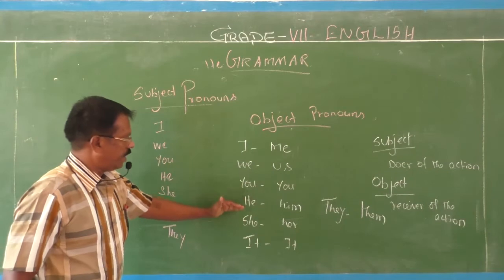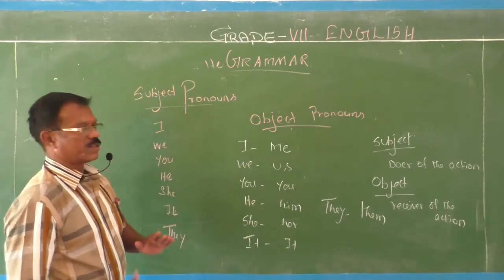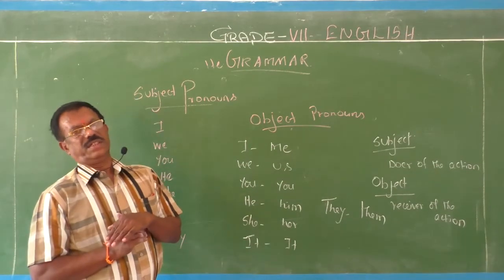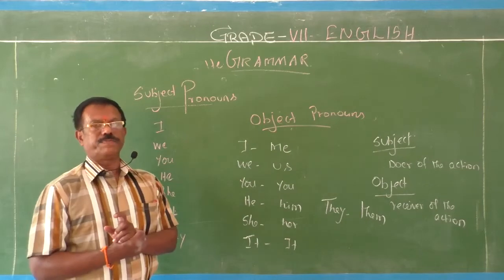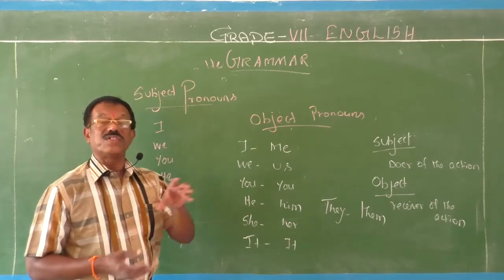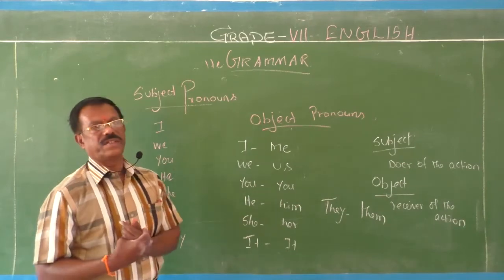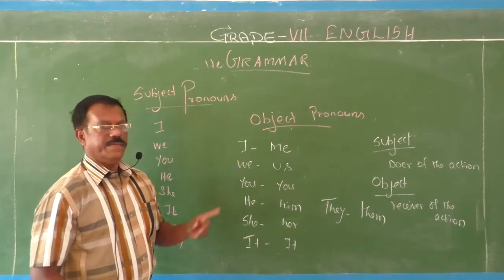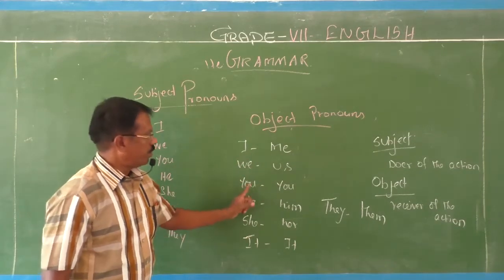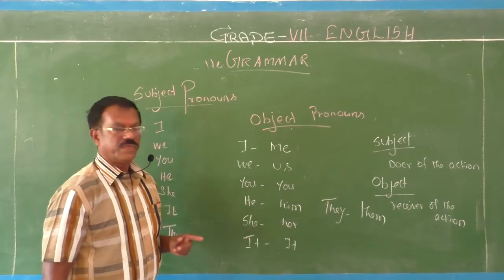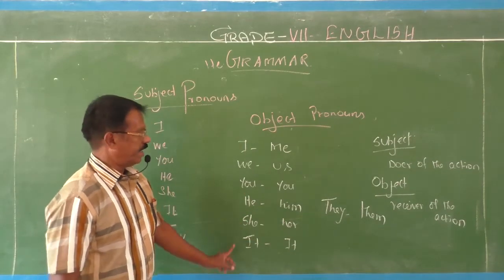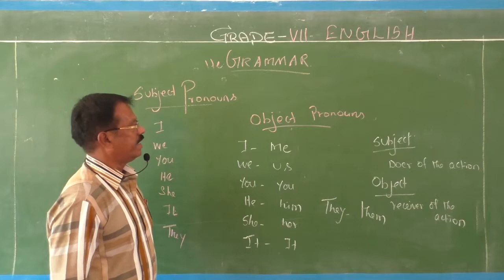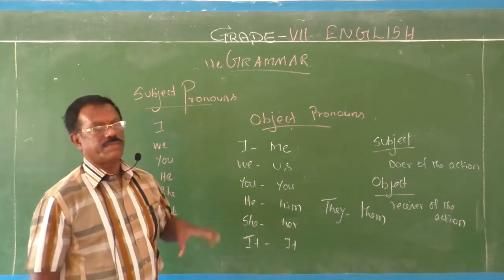I, we, you, he, she, it and they. They are called subject pronouns because they stand for the doer of the action. They are used as the subject of a sentence. Therefore, they are called subject pronouns. And there are some pronouns which stand for the object, that is the receiver of the action. Therefore, they are called object pronouns. For I, me. For we, us. For you, you. For he, him. For she, her. For it, it. For they, them. Okay. Now I hope you understand clearly the difference between subject pronoun and object pronoun.